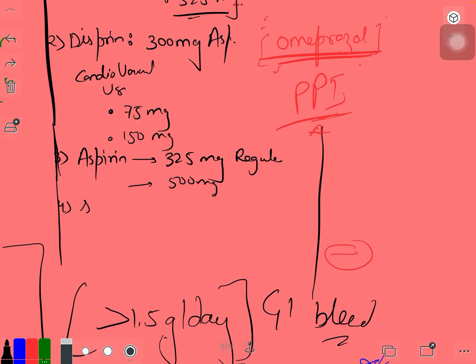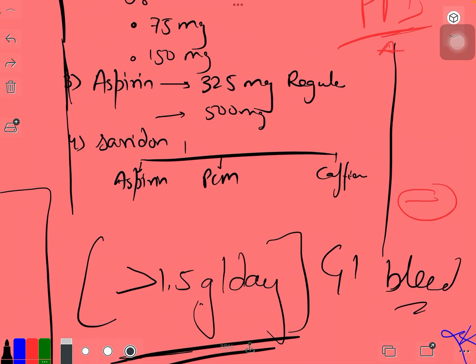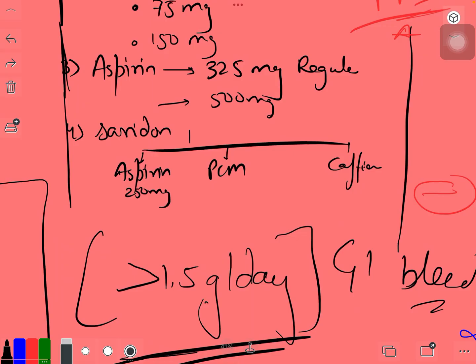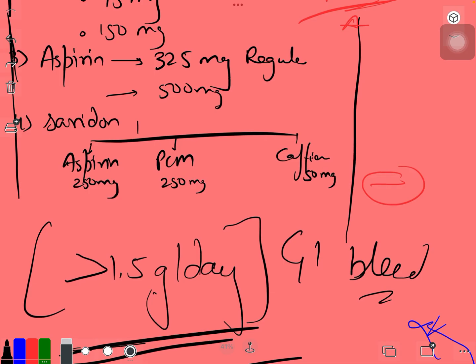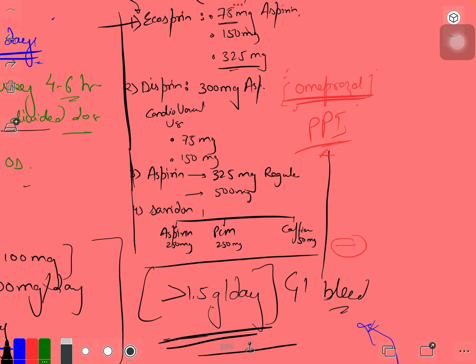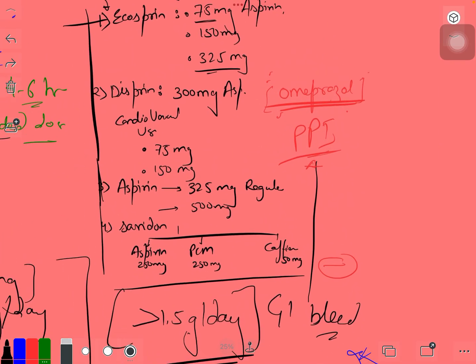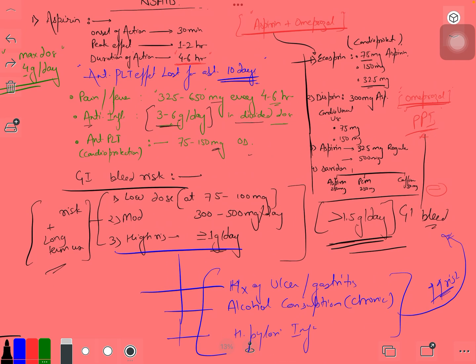Also for headache, a few years ago there was Saridon, which is a combination of three things: aspirin, paracetamol, and caffeine. You can use this very good drug. It contains roughly 250 milligrams of paracetamol and roughly 500 milligrams of caffeine. So this is the fourth type. There are also some more combinations available in the market, but these are the main ones. So this is all about aspirin.